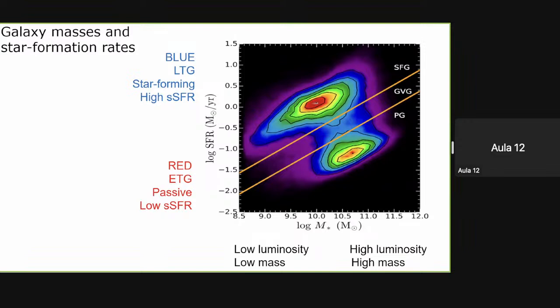This is connected to the morphology that I mentioned before. Here, the star-forming galaxies tend to be spirals or irregulars. The non-star forming galaxies tend to be more lenticulars and ellipticals. That is not always a one-to-one correspondence, but that's good enough for us.